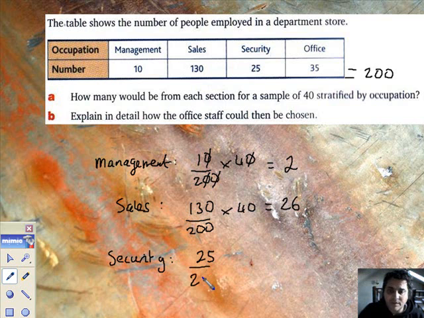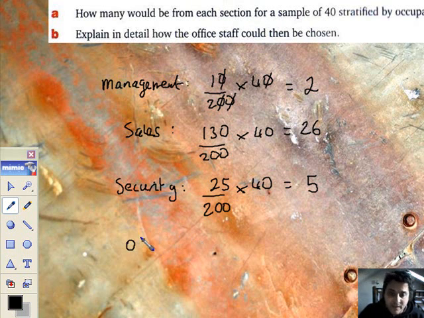25 over 200 is that fraction of 40. Again, 40 is the sample size required. 25 over 200 multiplied by 40 gives me 5, so I've got to interview or survey 5 security staff, and finally the office staff.